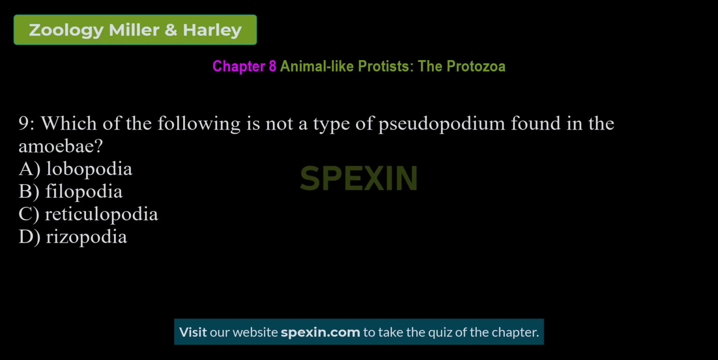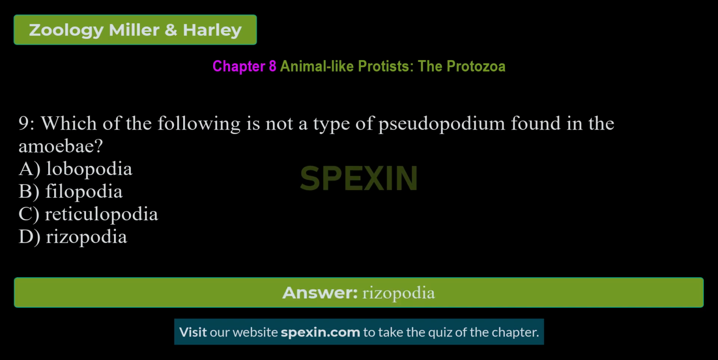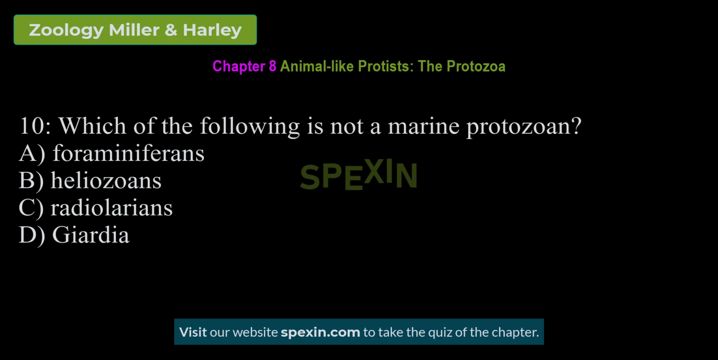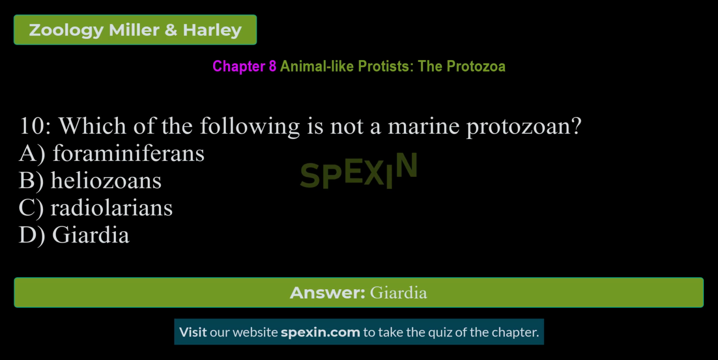Which of the following is not a type of pseudopodium found in the amoebae? Lobopodia, Filopodia, Reticulopodia, Rhizopodia. Correct answer: Rhizopodia. Which of the following is not a marine protozoan? Foraminiferans, Heliozoans, Radiolarians, Giardia. Correct answer: Giardia.